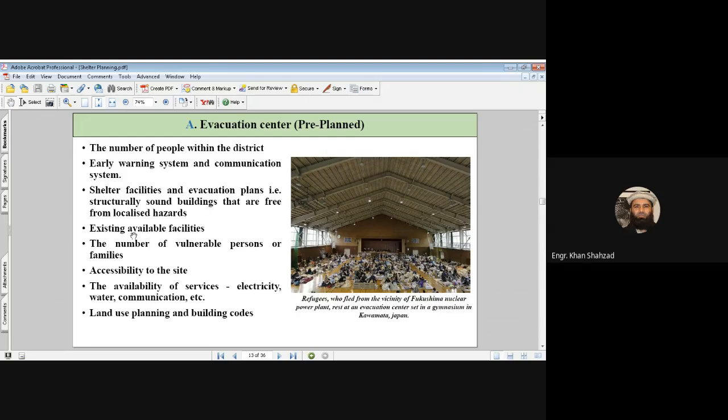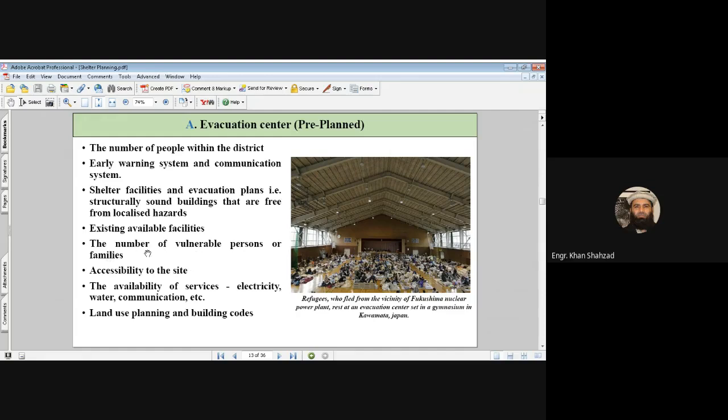Now then, the existing available facilities. This is the most important thing, that how many existing facilities you have. If you have more available existing facilities, then you are not supposed to make more evacuation centers or emergency evacuation centers. You can utilize those available facilities. The number of vulnerable persons or families.